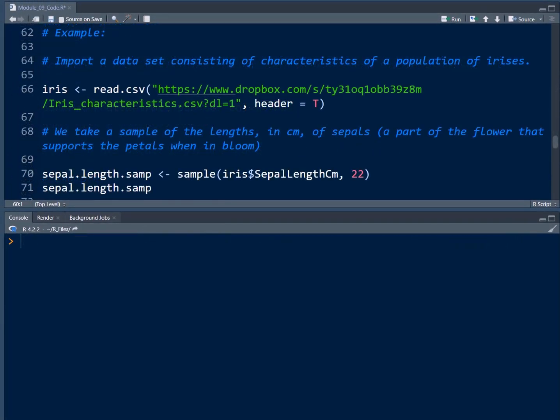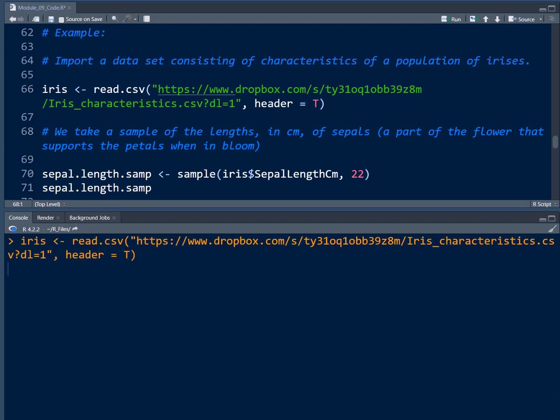Okay, let's jump into another example. Here we're going to import a dataset consisting of characteristics of a population of irises. Now what we'll do in this example is take a sample of two different variables and make a determination about the assumption of normality for each. Then, we'll take a look at the actual population, just to see how we did.